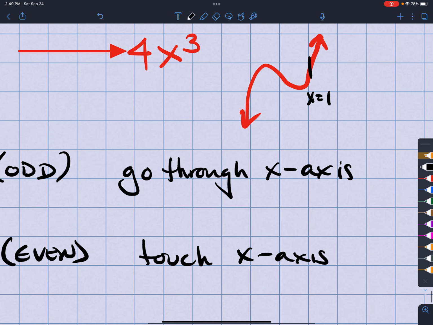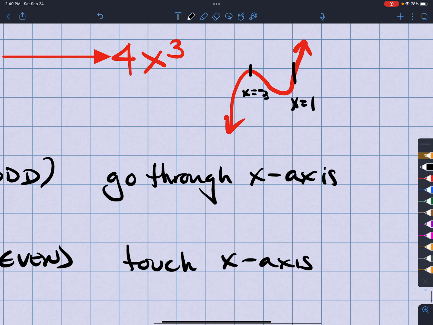Meaning, if I looked at this graph, I'm going to say that here is going to be x equals negative 3. Okay? So let's look at this as my x-intercept, if we want to, right? Or x-axis, I should say. Right? Where if we notice that this is going to go through, that's why it's called odd, and this is touching it, and that's why that's even.